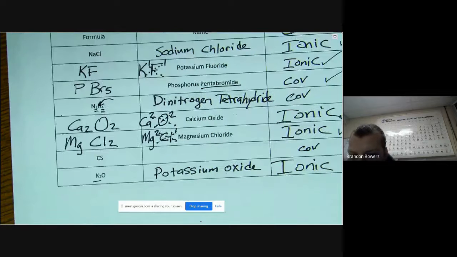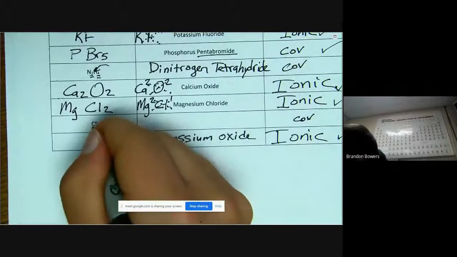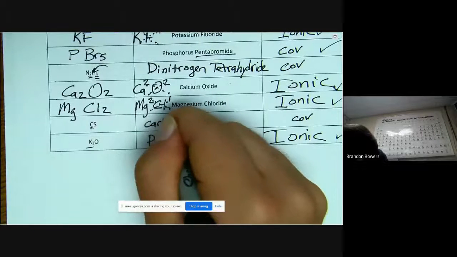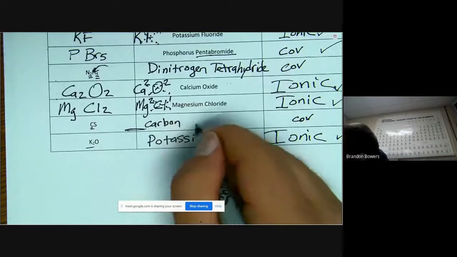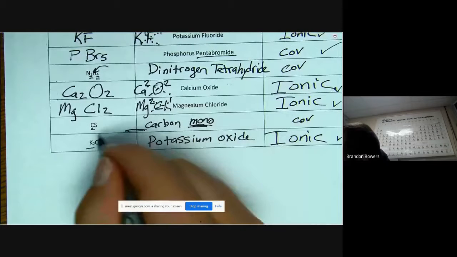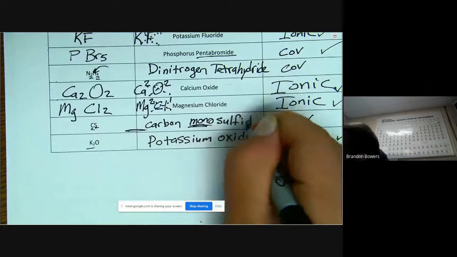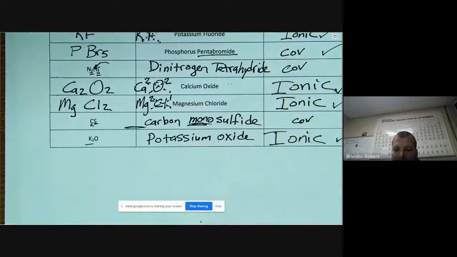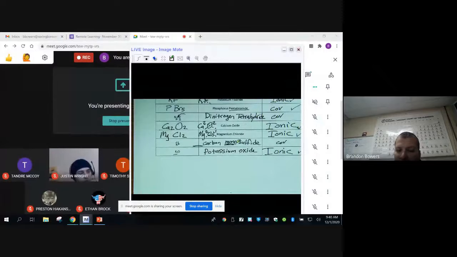Okay, I have one more example, the CS. So C is just carbon. Remember, I do not use the prefix mono in front here. However, I can over here. So I have mono, and sulfur turns into sulfide. And that's the review guide.